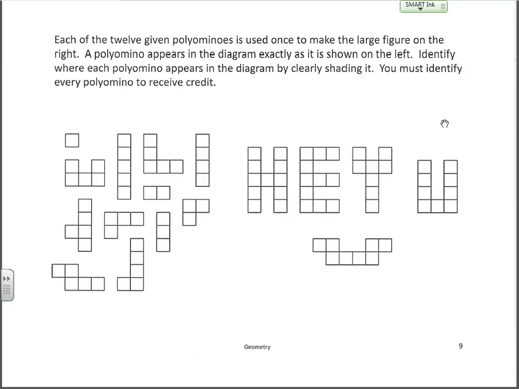So that is math packet number 9. It is due March 25th. I encourage you to turn it in early so that I can check it over, steer you in the right direction should you need steering. But enjoy. Have a great day.